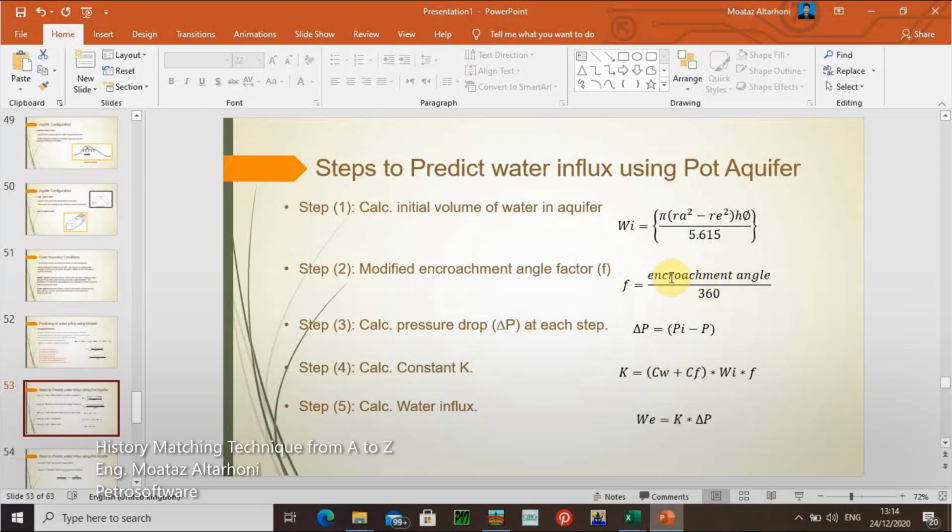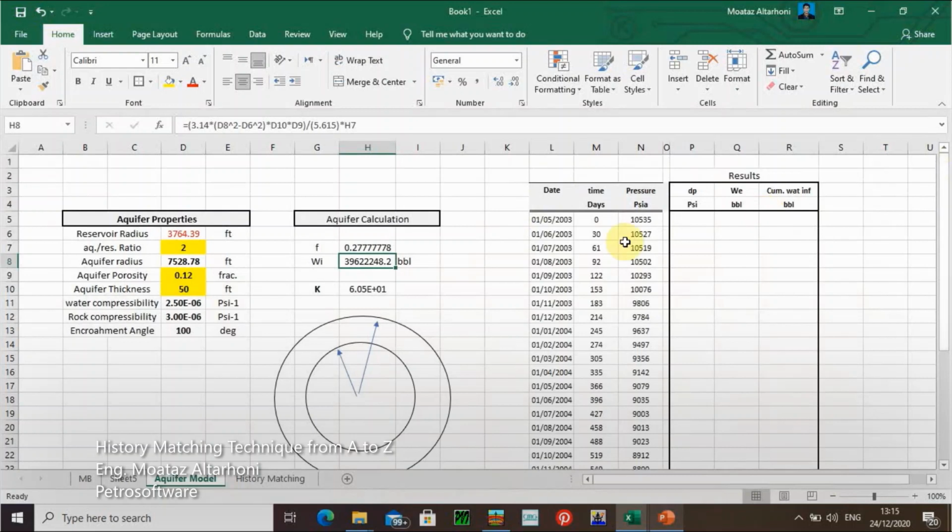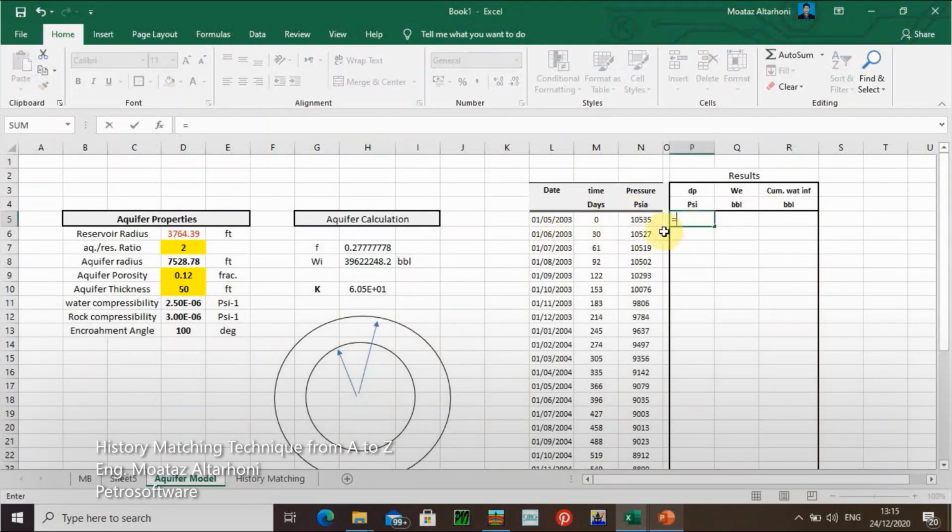If the encroachment angle comes from all the sides, F will be equal to 1. I don't need to use it. Now I need to calculate the pressure drop at each step: initial pressure minus P. Here I have the pressure data, so I can use the initial, the first one, which is fixed, minus P.